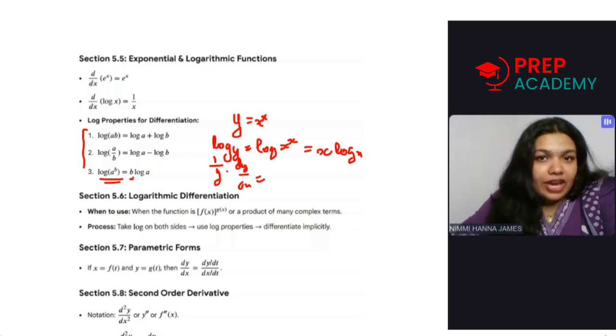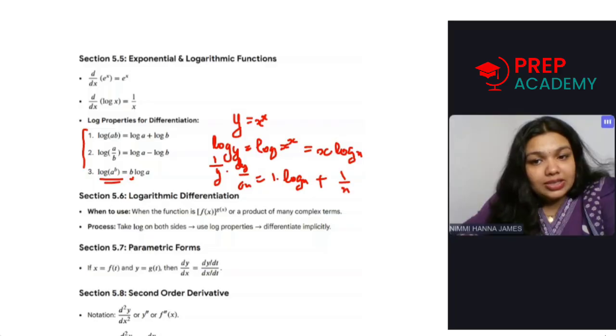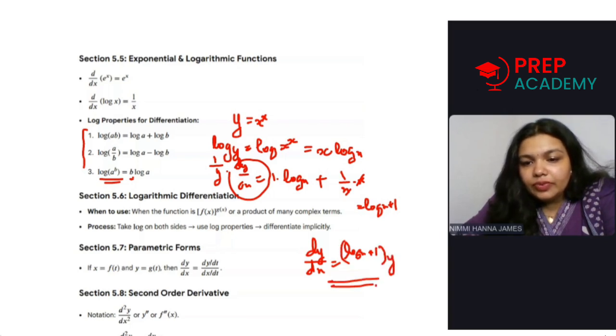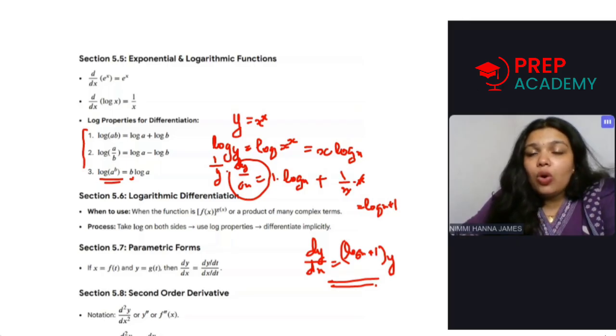the derivative of x log x, where we have to use the product rule. Differential of x is 1 into log x, plus differential of log x, which is 1 by x, into x. So x cancels and we get 1. So it is log x plus 1. So 1 by y dy by dx is log x plus 1. We wanted dy by dx, so dy by dx is equal to y into log x plus 1, since dividing by y goes to the other side as multiplication by y. This is how we do the logarithmic differentiation.